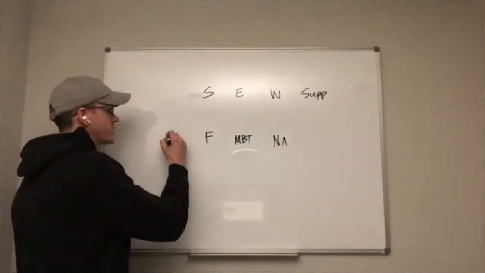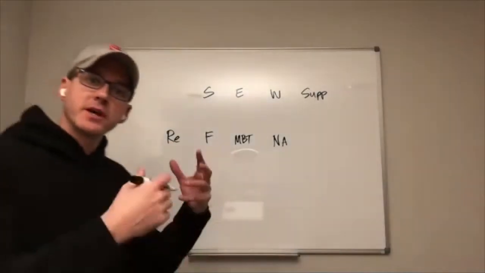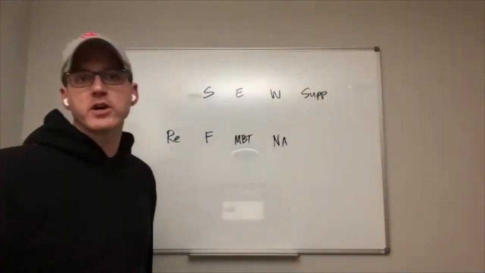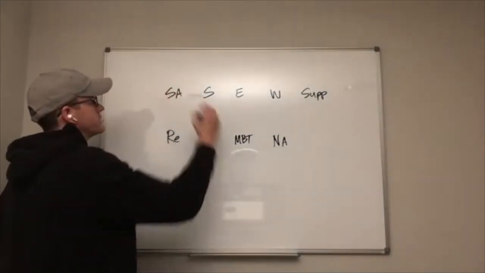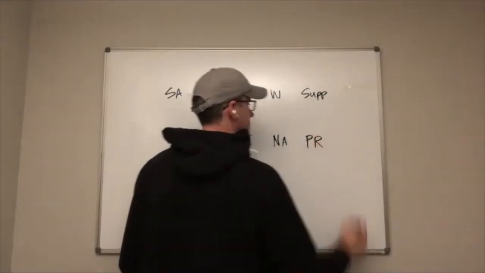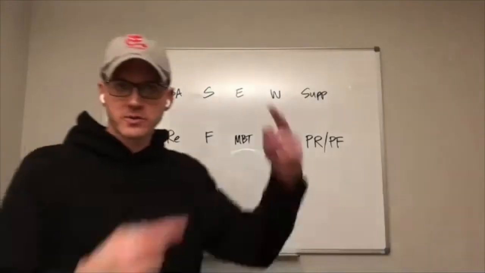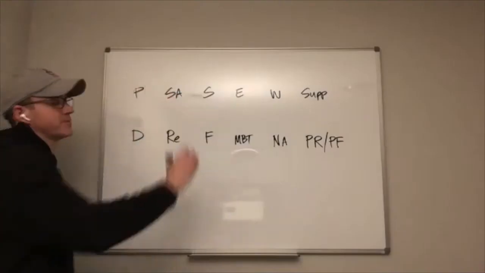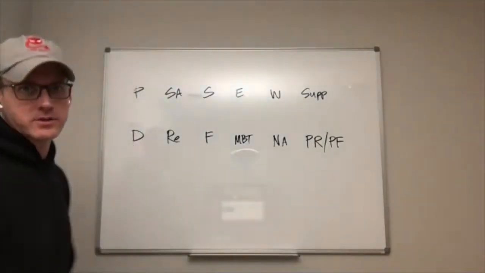A reasoning question asks you, which one of the following best describes the author's reasoning, or the argument proceeds by. Sufficient assumption question? Parallel reasoning. Parallel reasoning or parallel flaw, which is the same kind of thing. Disagree questions, where two people are arguing. Paradox. Which one of the following, if true, does the most to resolve the paradox or the discrepancy?